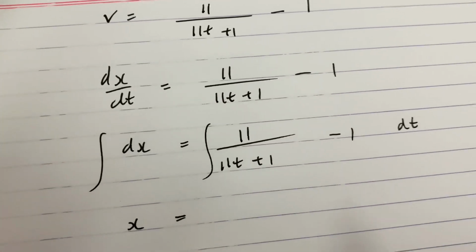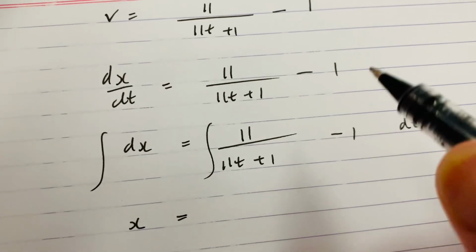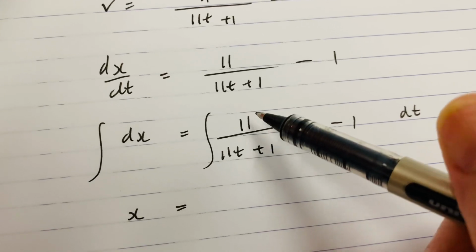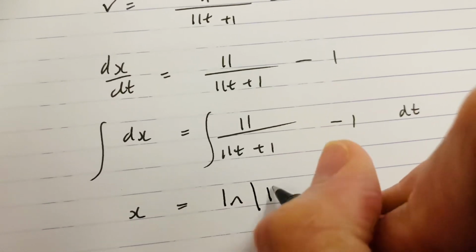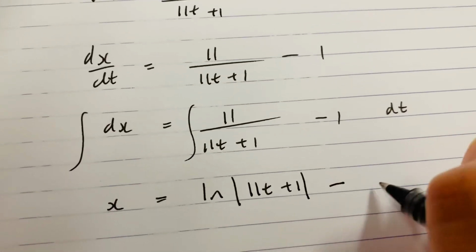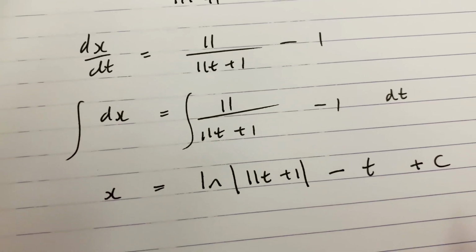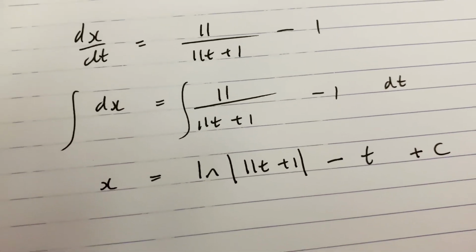Now what is this going to be? Looking at this, the derivative of the denominator is 11. So this is really nice. So that's going to be ln(11t plus 1) minus t plus c. So even though we're thinking, oh, that's going to be a bit nasty, it actually works really nice.